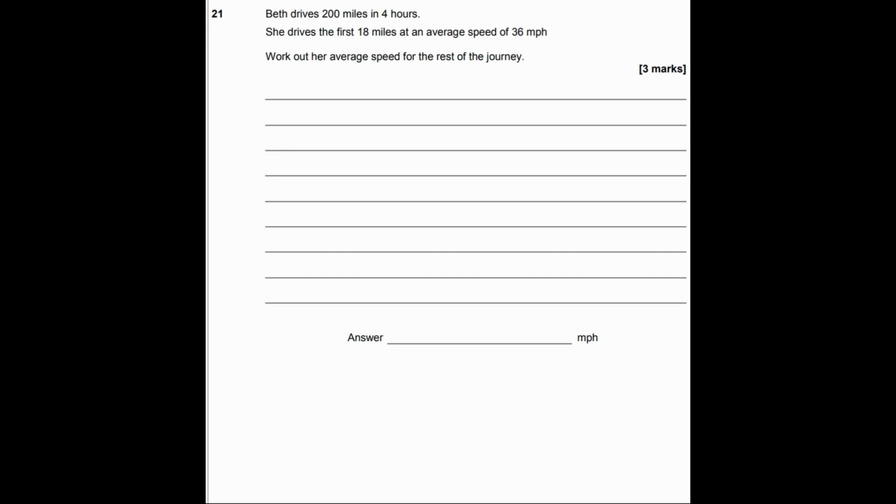Question 21. Beth is driving 200 miles in 4 hours. We're told she drives the first 18 miles at an average speed of 36 miles an hour, and we're to work out the average speed for the rest of the journey. Okay, this is definitely going to be one step at a time, and although there may be a couple of different ways of answering this, I kind of feel as though I want to turn the 4 hours into minutes. Let's see how that works. So 4 hours is actually 240 minutes.